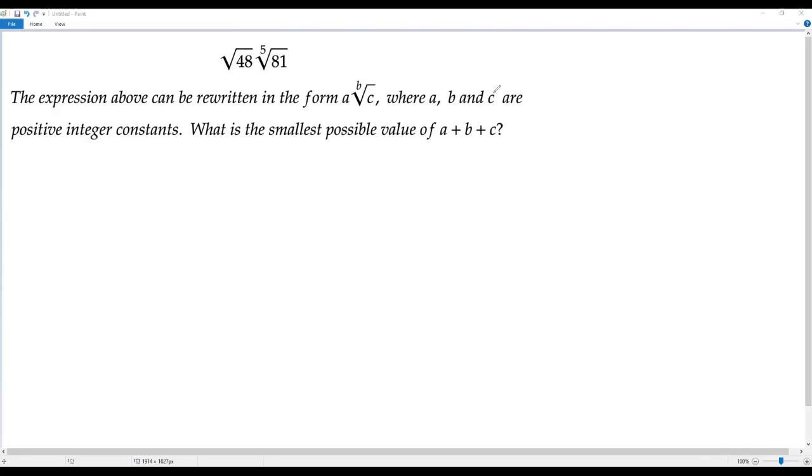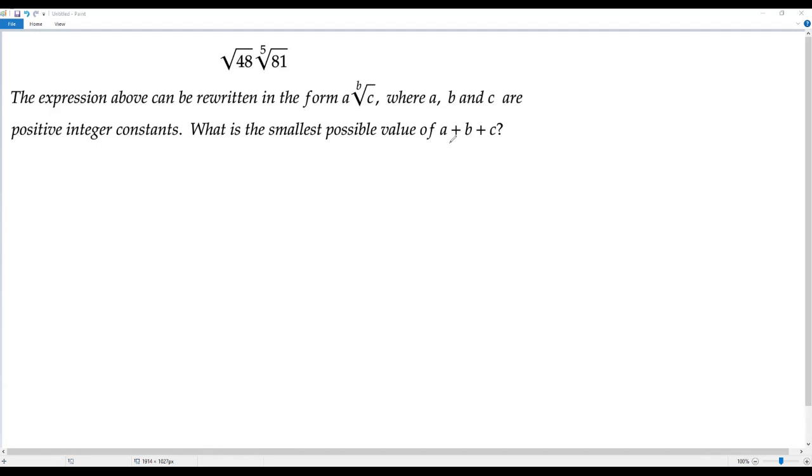Here we have a SAT math problem. Okay, let's go to the question. Square root of 48 times the fifth root of 81. The expression above can be rewritten in the form a times bth root of c, where a, b, and c are positive integer constants. What is the smallest possible value of a + b + c?